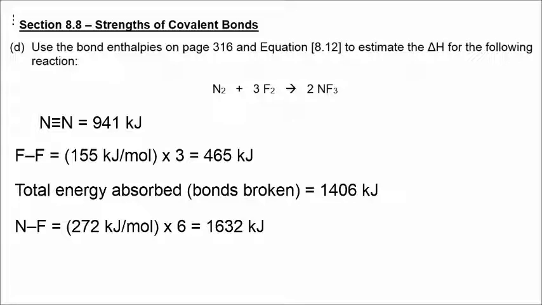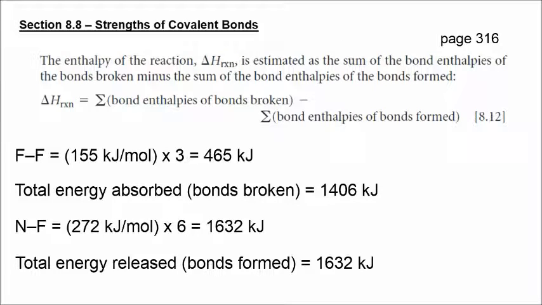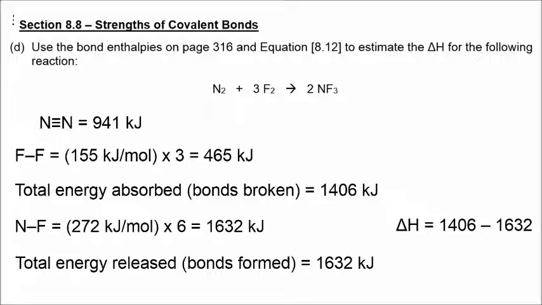But we are forming 6 nitrogen-fluorine single bonds. That's a total of 1632, and that would be the energy released when those bonds are formed. So bonds broken minus bonds formed would be 1406 minus 1632, which means that the delta H is estimated to be negative 226 kilojoules for that reaction as written.